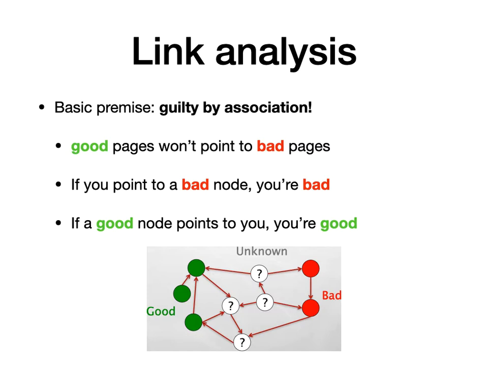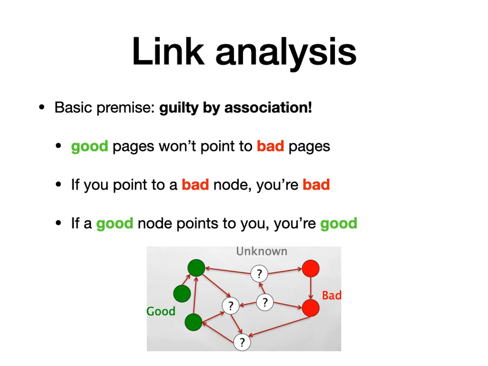Again, there are ways that you can skirt around this. If you're a real bad actor, you can figure out all kinds of crazy ways to dodge these things. Of course you can. That's the nature of programming. But the idea here is that at a basic level, if I run a link analysis, I can assume a few things. So the first step is good pages won't point to bad pages. So if you do point to a bad page, you're bad, as in a given node that we're not sure about yet. And then also, if a good node points to you, you're probably good.